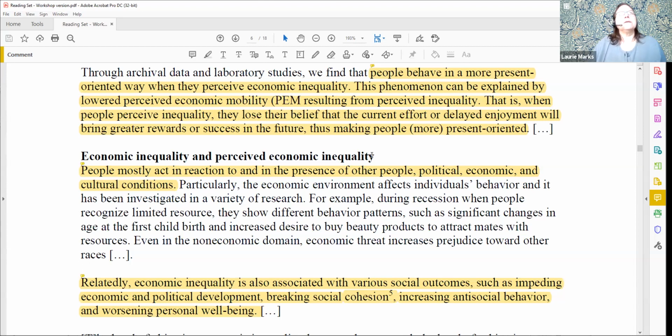To be able to do that requires you to be future oriented. But if you're in a situation where you perceive economic inequality, you're not going to be future oriented. You're going to be present oriented. And so this is why people who believe or perceive economic inequality are less likely to be saving money for a down payment.